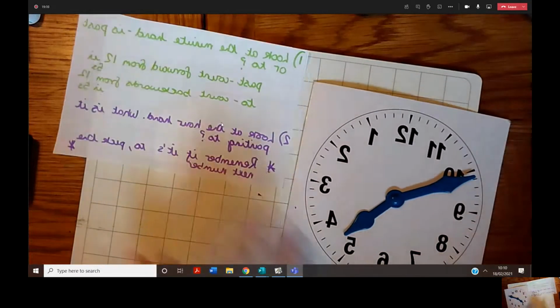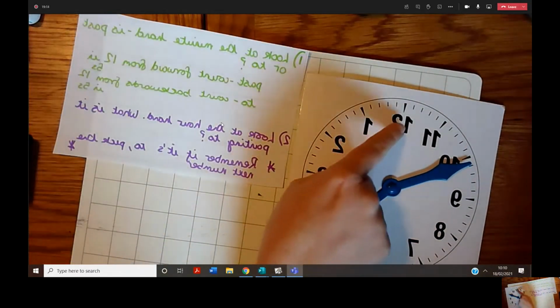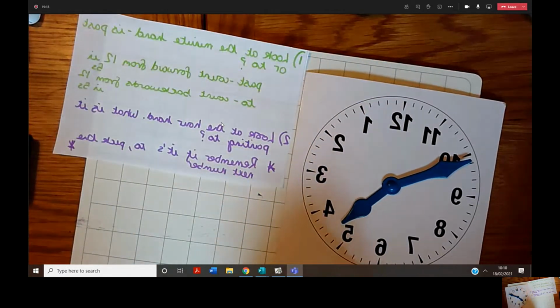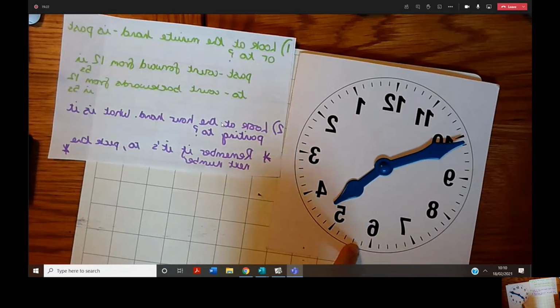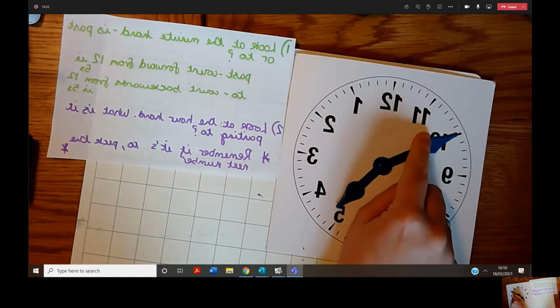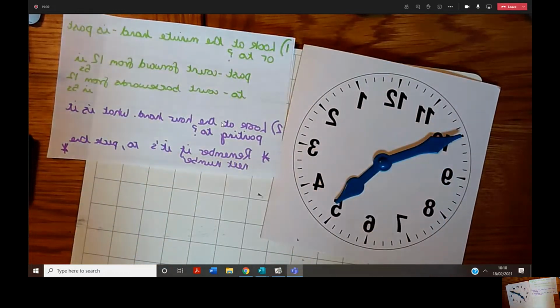Okay. Look at the minute hand. Is it past or to? You could even follow it around here. It's past the half past point. I know it's going to be to. Where is it? It's here, by the number 10. We don't say it's 10 past 5.